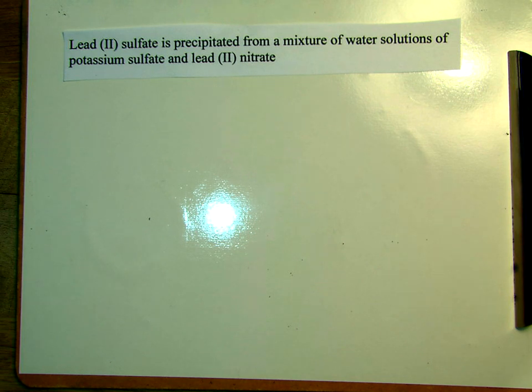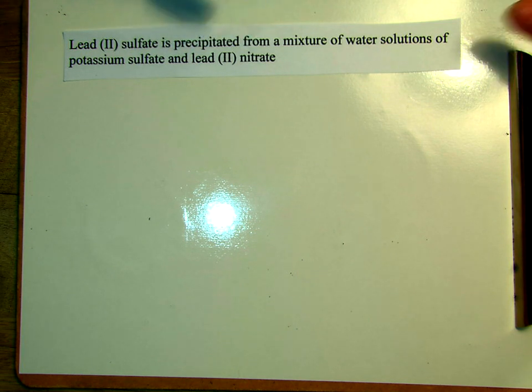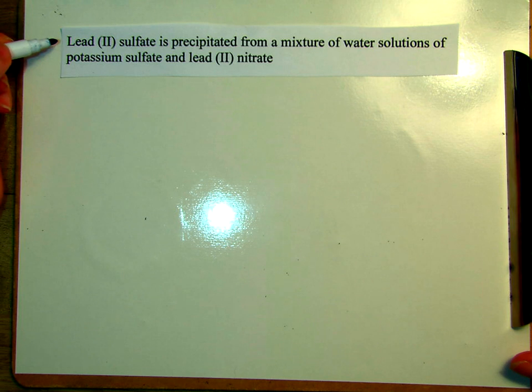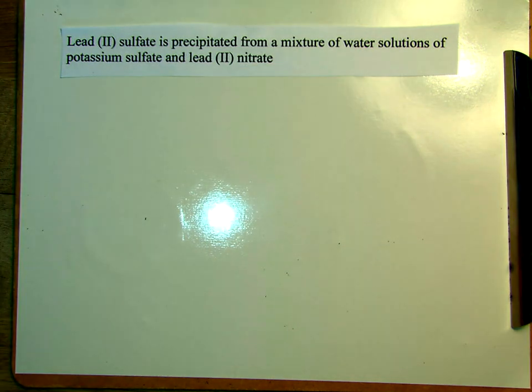Lead, Roman numeral 2, sulfate, is precipitated from a mixture of water solutions of potassium sulfate and lead 2 nitrate. Now, precipitated from, this time the word equation is kind of written backwards. So what are we actually making in the sentence that describes this reaction? What we're actually making is the lead sulfate, because the lead sulfate is being precipitated from this mixture. So lead sulfate is actually our product.